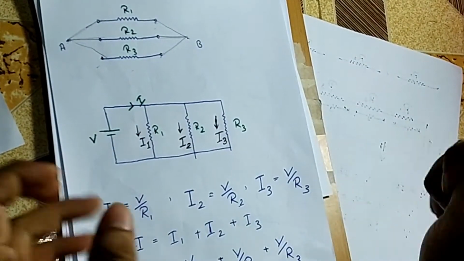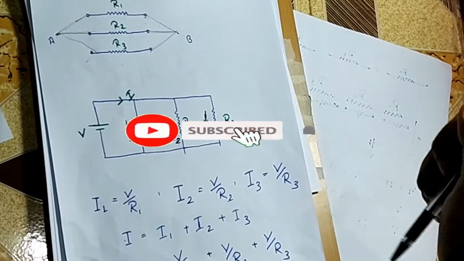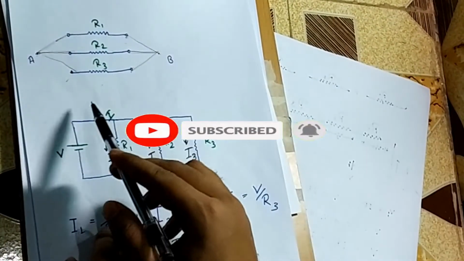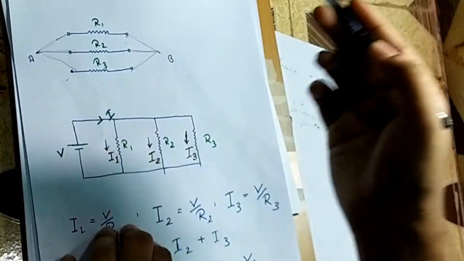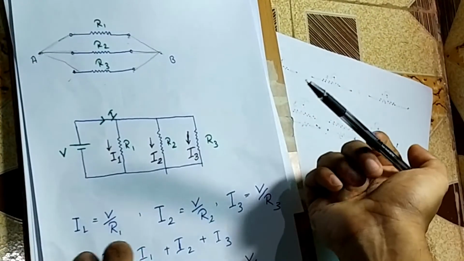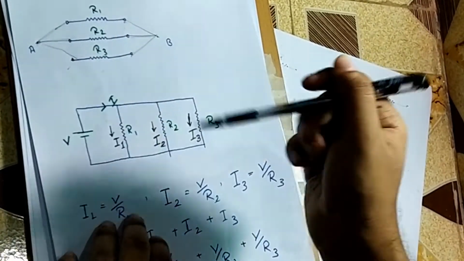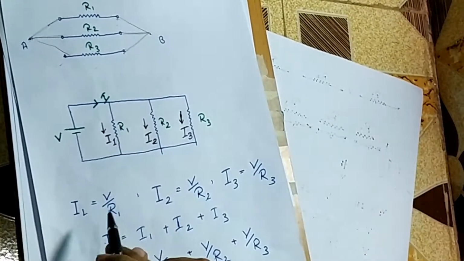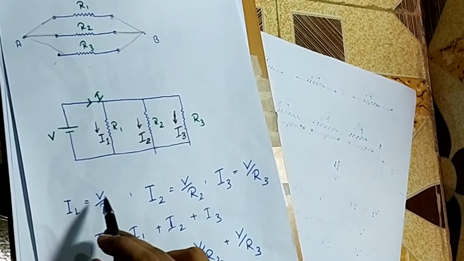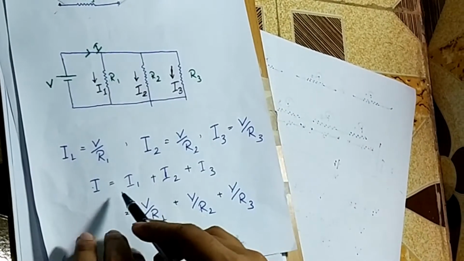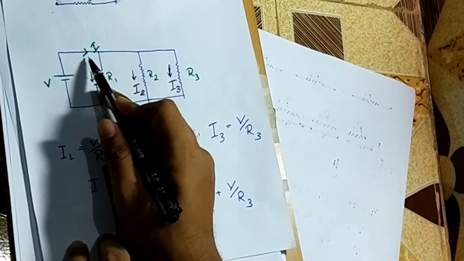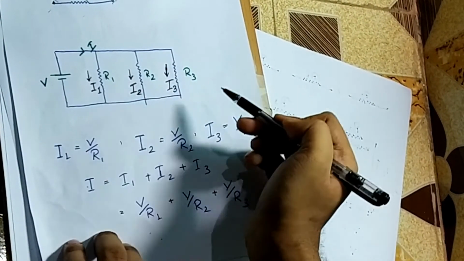So what we have studied in parallel connection is that if we connect some resistances in parallel, then the voltage drop across each resistance will be the same. Then the current will be divided among all these resistors according to their resistance values. Here we can see that I1 equals V by R1, and if we add all the current values, we will get the total current, I equals I1 plus I2 plus I3.